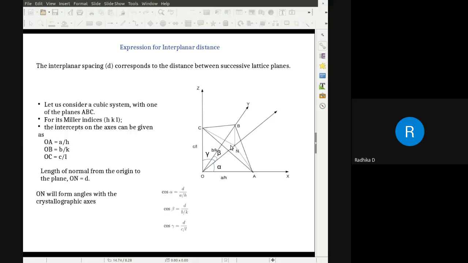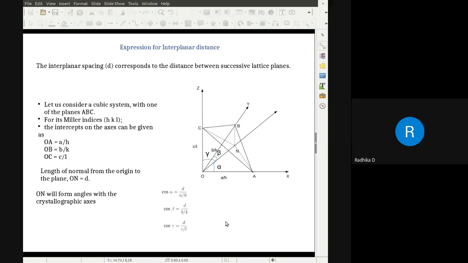Same way, cos gamma, once again 90 degrees. Adjacent by hypotenuse. So you'll get cos alpha as d divided by a by h, cos beta as d divided by b by k, and cos gamma as d divided by c by l. D divided by c by l.